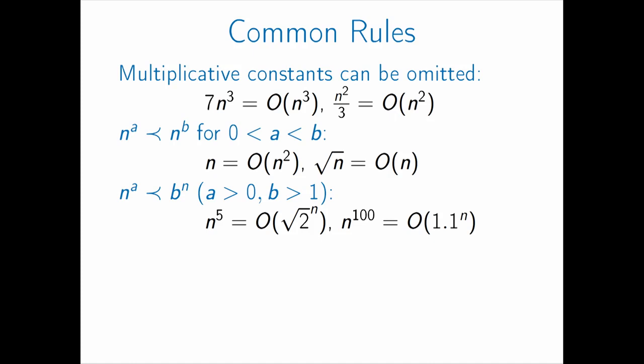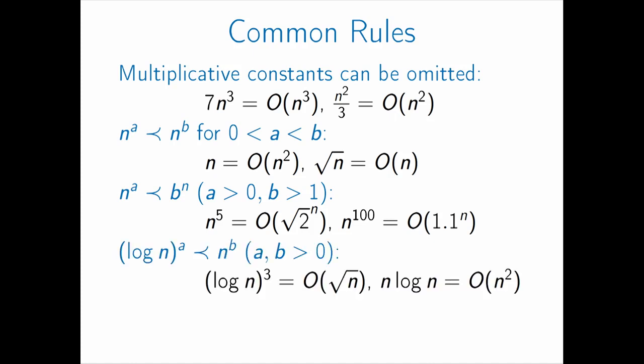On the other hand, what this really says is that once n gets large, maybe 100,000 or so, 1.1 to the n eventually takes over and starts beating n to the 100, and does so by quite a bit. But it doesn't really happen until n gets pretty huge. In a similar vein, any power of log n grows slower than any power of n. So log n cubed is O of root n. n log n is O of n squared.